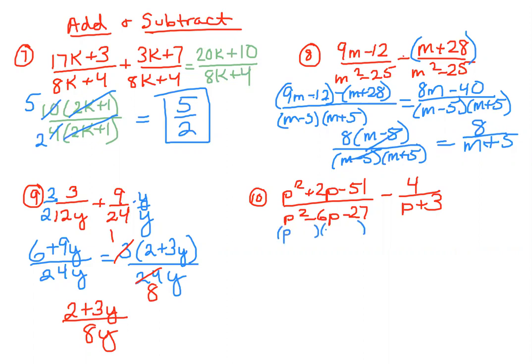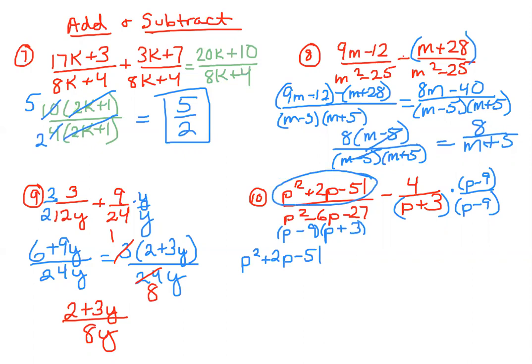what our common denominator is going to be. What multiplies to give you negative 27 and adds to give you negative 6? That's going to be a negative 9 and a plus 3. We already have a p plus 3 here, so we're going to have to multiply by p minus 9 over p minus 9. And we get p squared plus 2p minus 51. Now you don't want to factor this yet because we have a subtraction or an addition there. Minus 4 times p minus 9. That's our numerator.